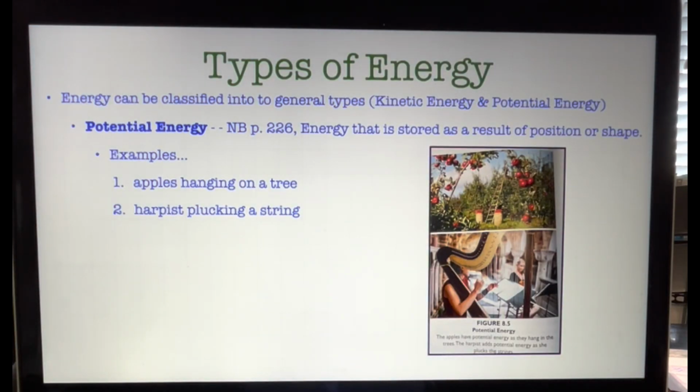All right, types of energy. We're going to continue discussing energy. In the last video, we focused on kinetic energy. In this video, we're going to really talk about potential energy.